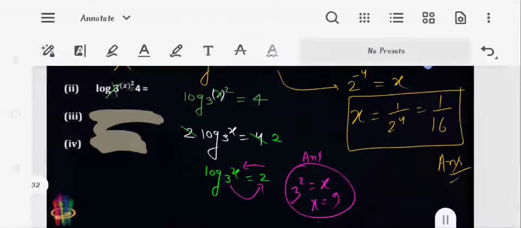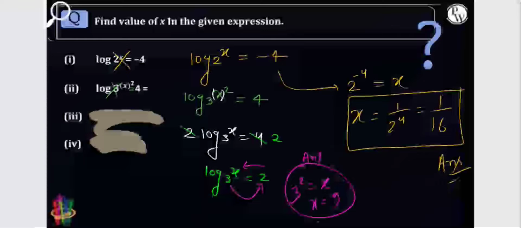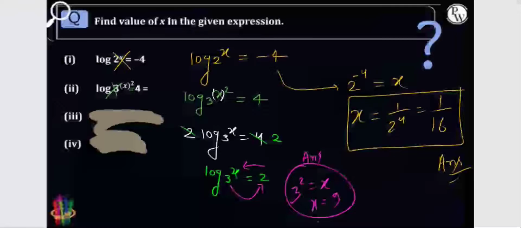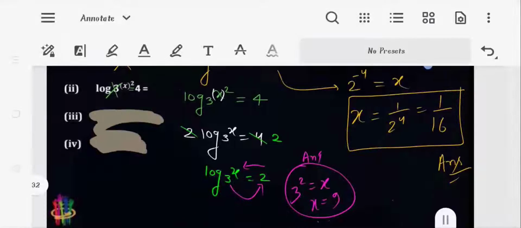Well, here the question is: find the value of x in the given expression. Log x on the base 2 equals minus 4. It means x is going to be the result and minus 4 is the power. So 2 to the power minus 4 can be written as 1 upon 2 to the power 4, which is equal to 1 by 16. So this is our answer.